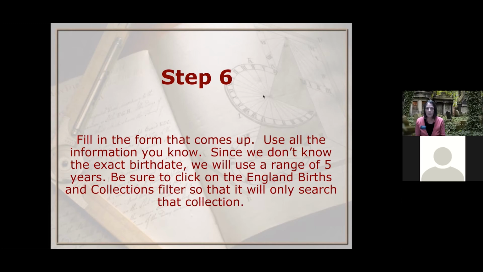Since we don't know that birth date exactly, we're going to put in 5 years on either side of it. I usually like to use 2 years to begin with and then widen the range, but this time we'll use 5. Be sure to click on the English births and christenings collections filter. If you don't click on the collections filter, it will search everything, and that will just confuse you a great deal. So only search the collection that you're going to.